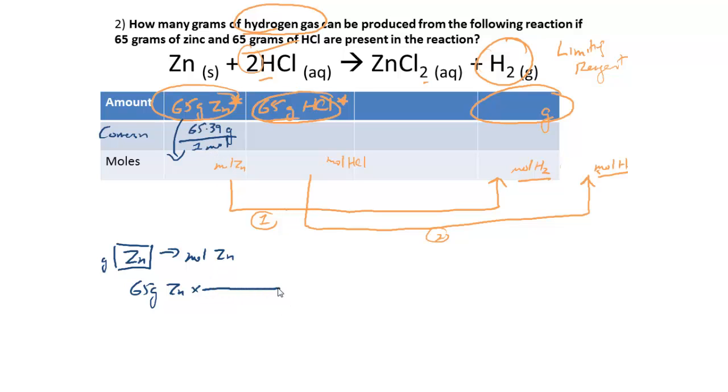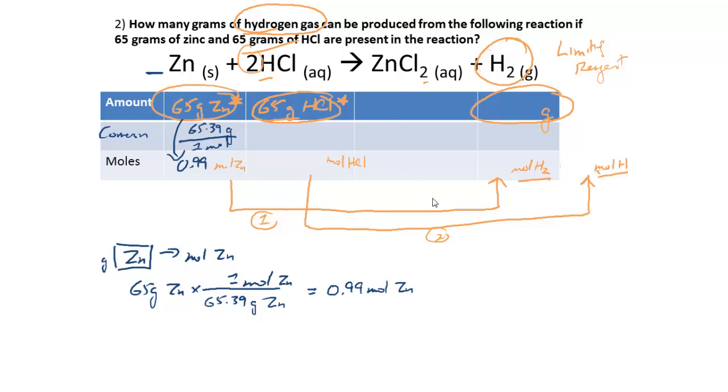All right, so let's set that up. I know 65 grams, per 65.39 grams of zinc per 1 mole of zinc. And so that looks like it's going to give me roughly 1, but if we want to be super duper precise, 0.99 moles of zinc.